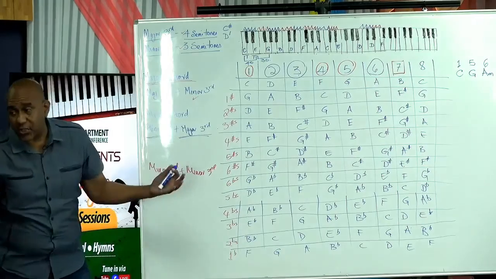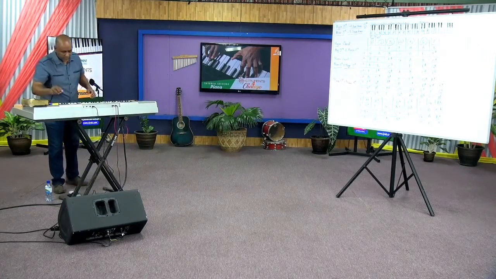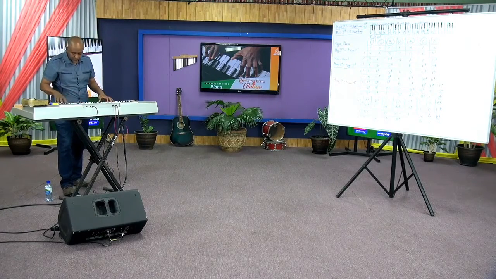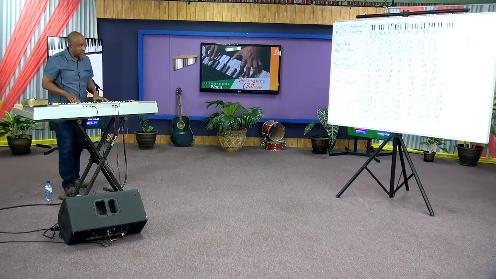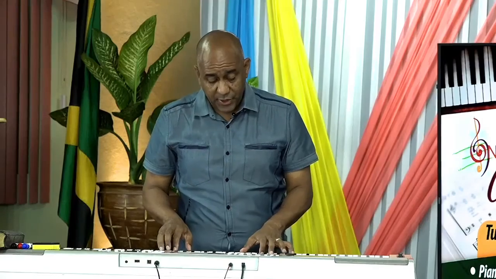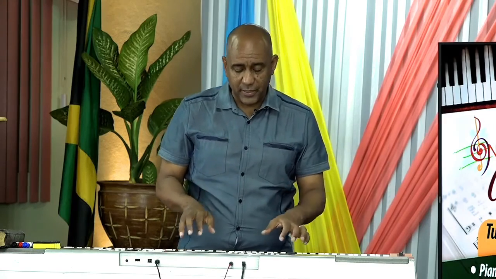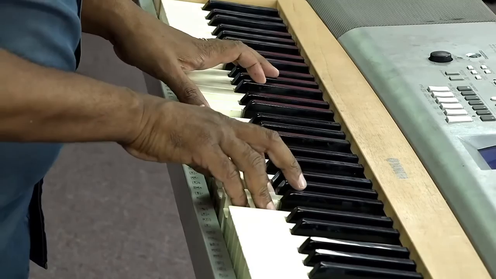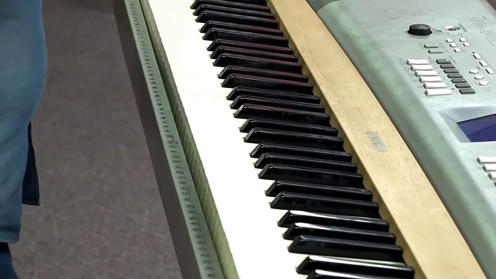Let's just play some of these. So, if we're in the key of C, C is a major chord, F is a major chord, and G is a major chord. And in the key of C, D, E, and A, they're all minor chords.